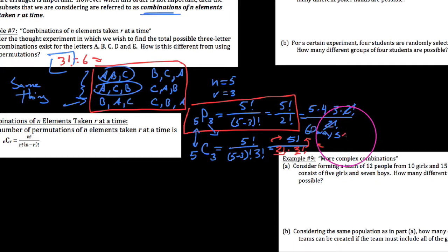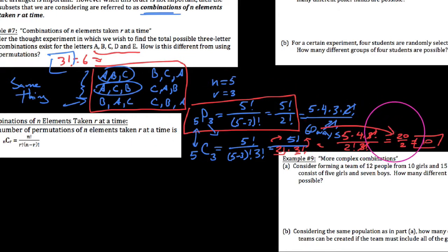But instead this time we get 5 times 4 times 3 factorial all over 2 factorial, 3 factorial, which, these 3 factorials cancel out, and I get left with 20 on top, over 2, which comes out to be 10. So there's really only 10 ways to choose 3 letters from these 5 letters, whereas if we were doing permutations, there'd be 60 ways.